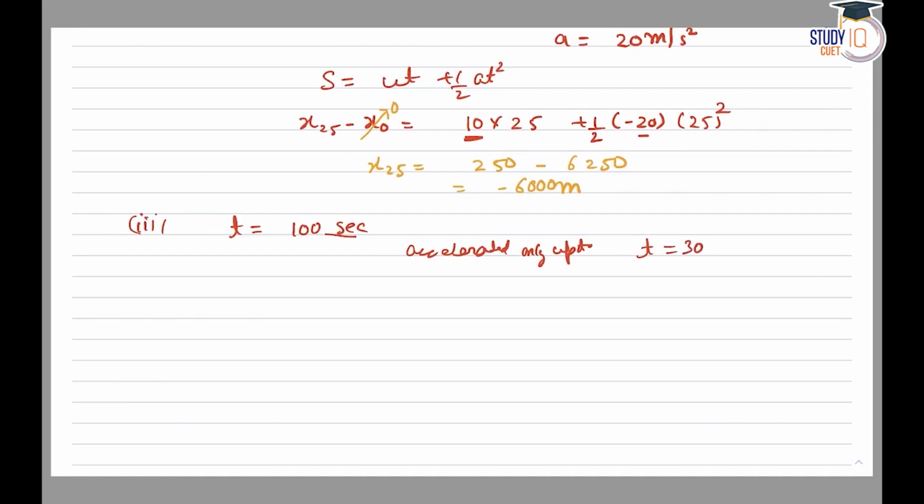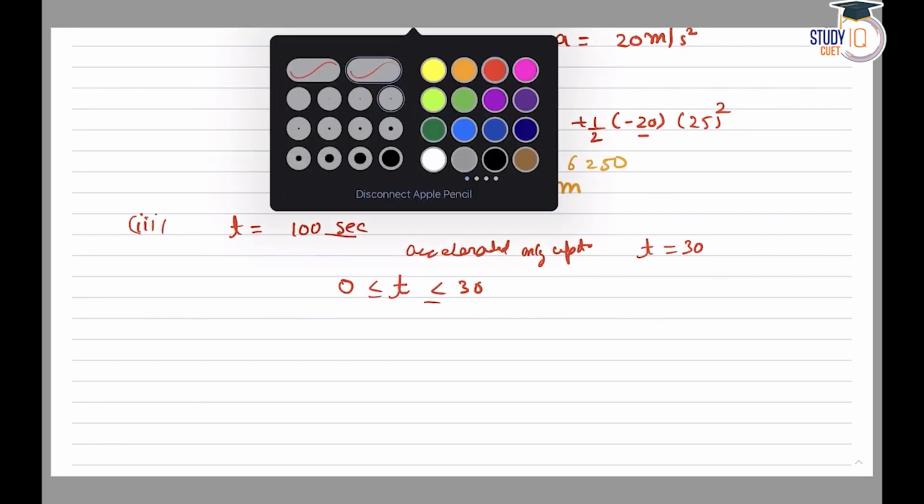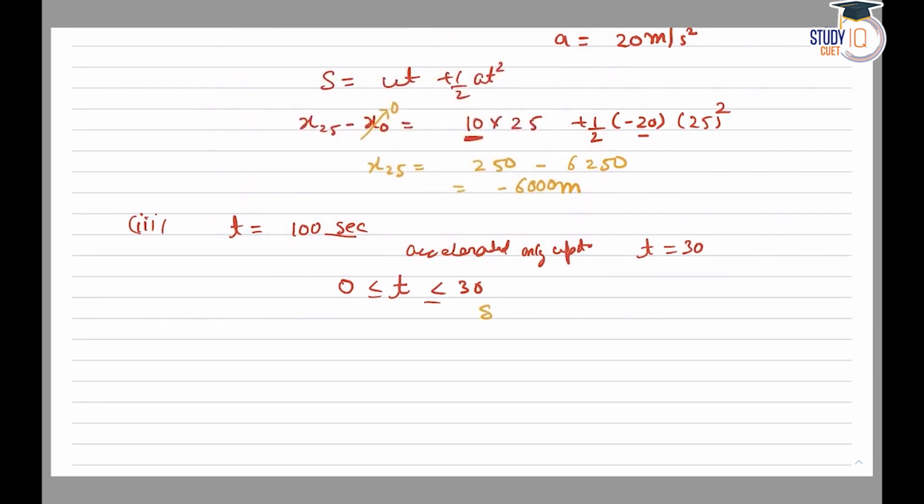So from t equal to 30 to t equal to 100, the particle moves with constant speed, which will be equal to the speed at 30 seconds. So first we are going to find out the displacement in 30 seconds. In this case, acceleration is constant. We can use the equation of motion s is equal to ut plus half at square.